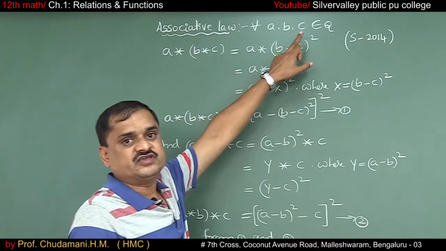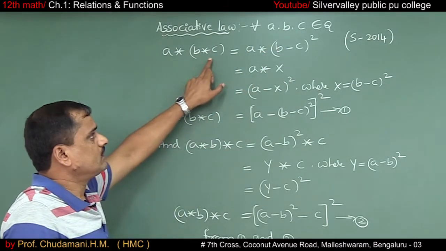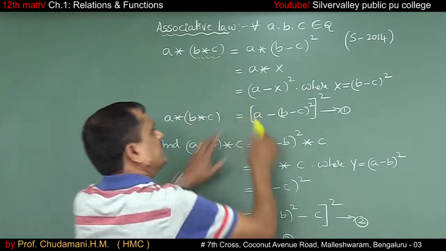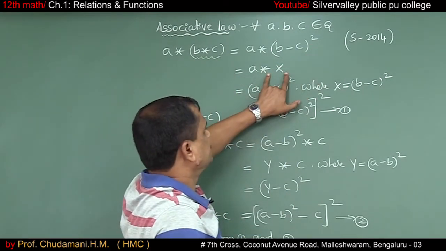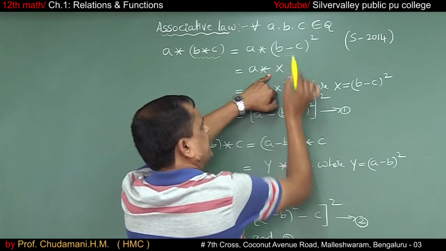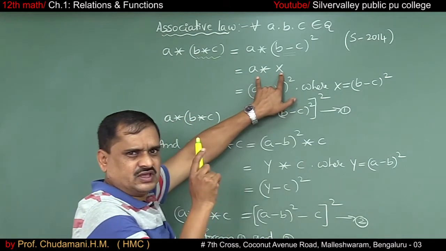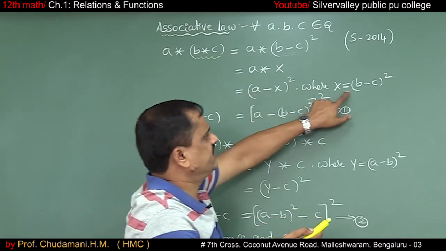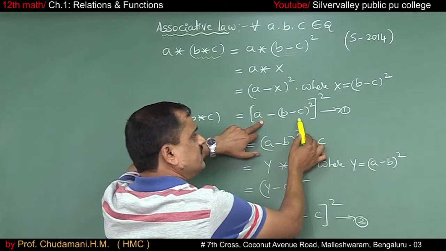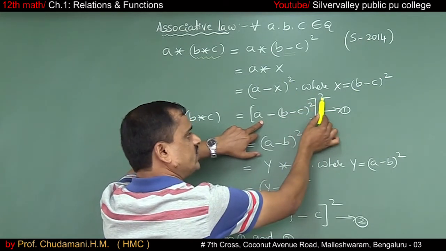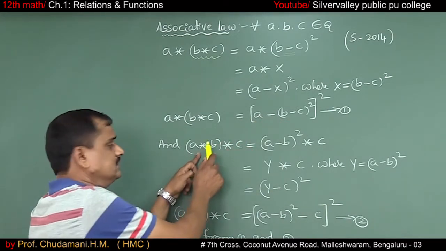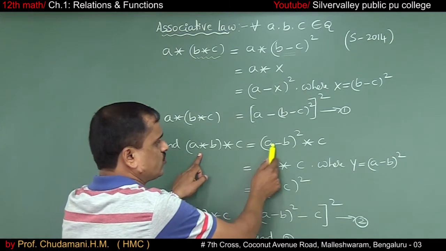Let us verify associative law. For all A, B, C belongs to the set Q, A star (B star C). B star C can be written as (B minus C) the whole square. That is A star X. Let me denote this as some X. A star X means (A minus X) the whole square, where X equals this. A in place of X, (B minus C) the whole square. Say some equation 1. Of course, you can simplify further.